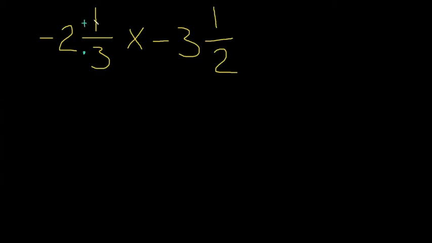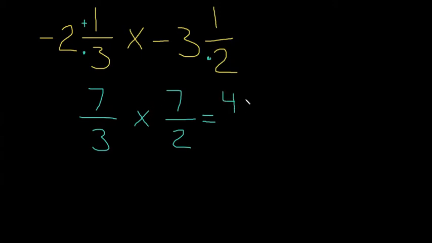2 times 3 is 6 plus 1 is 7. Keep the same denominator. Times 2 times 3 is 6 plus 1 is 7. Keep the same denominator. I'm looking at my diagonals. I cannot simplify. I'm just going to multiply straight across. 7 times 7 is 49. And 2 times 3 is 6.